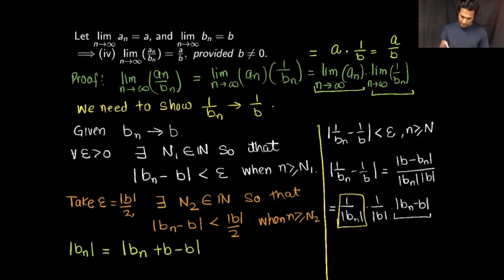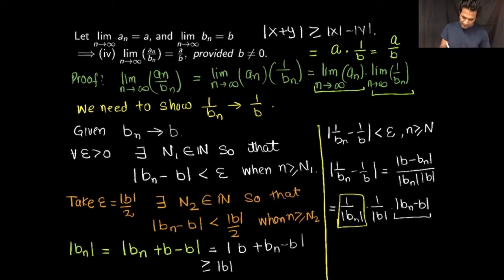Then I will use this very important property of the absolute value: the absolute value of x plus y is greater than or equal to the absolute value of x minus the absolute value of y. This is another property of the absolute value of the sum of two real numbers, another triangular inequality. If I use that triangular inequality here, first let me rearrange it. So this is b plus bn minus b, and this will be greater than or equal to the absolute value of b minus the absolute value of bn minus b.